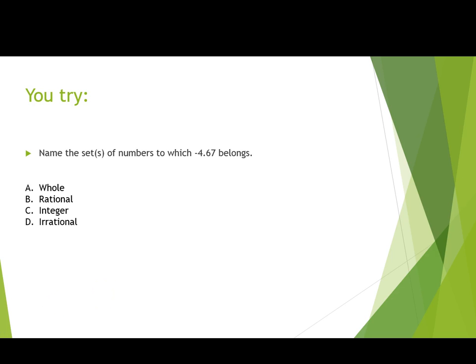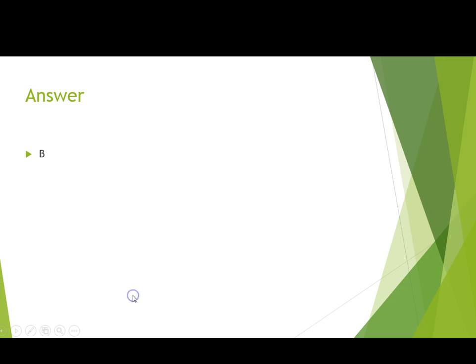Whole, integer, rational, or irrational? The answer is B. And for practice, you would want to do page 20, 1 through 13, all, for more of those problems.